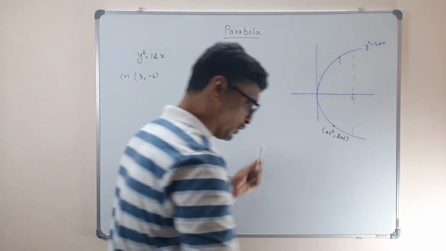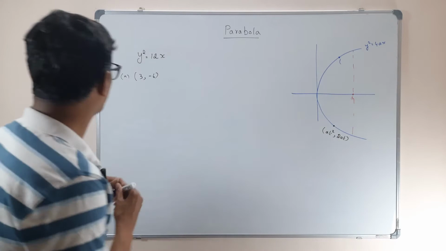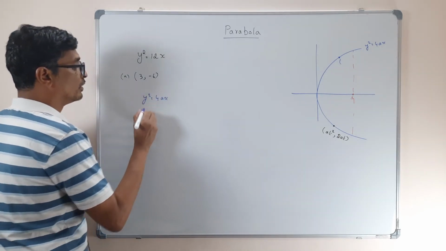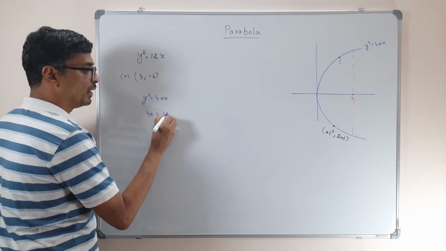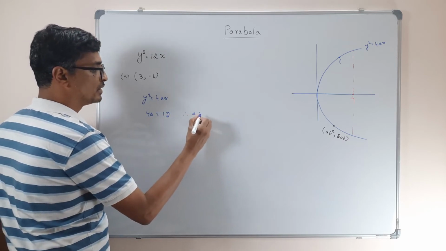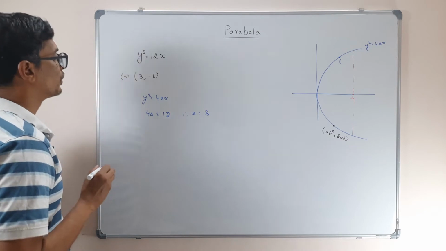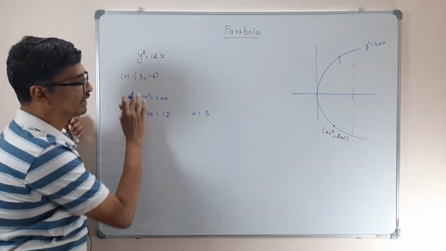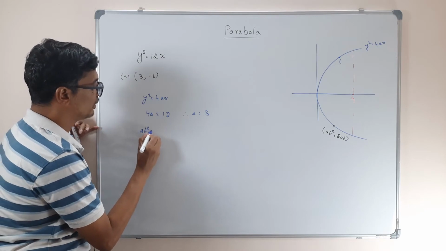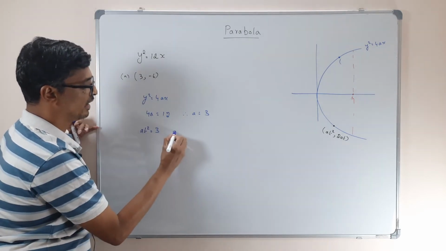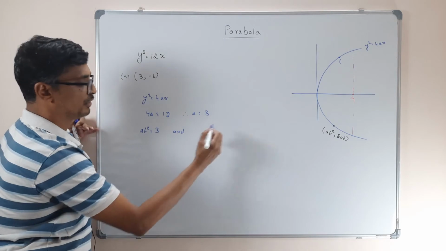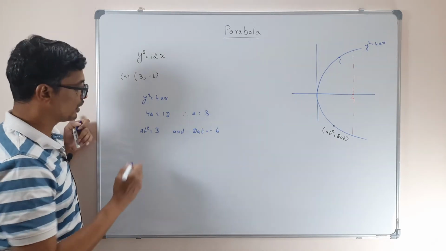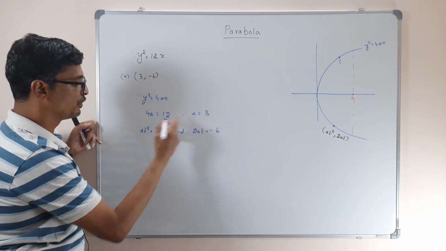Of course, what is the form of this equation? Y square equal to 4ax. So y square equal to 4ax, therefore 4a equal to 12. Therefore, a equal to how much? 3. Correct. Now we have x equal to at square equal to 3, and y equal to 2at equal to minus 6.